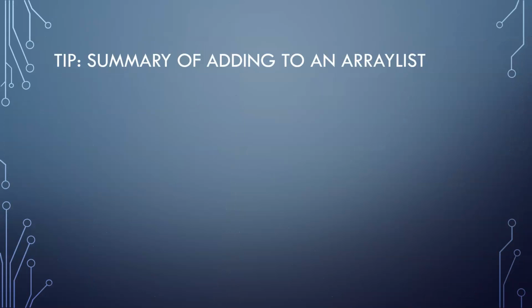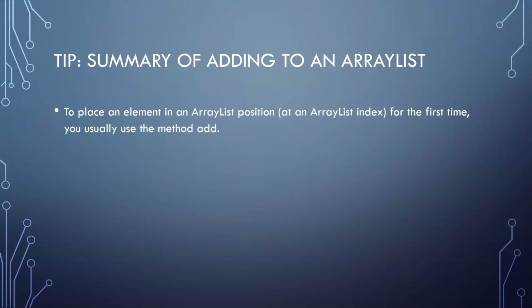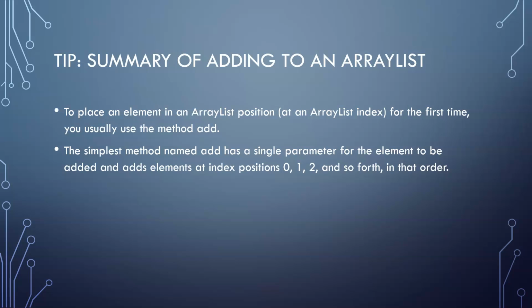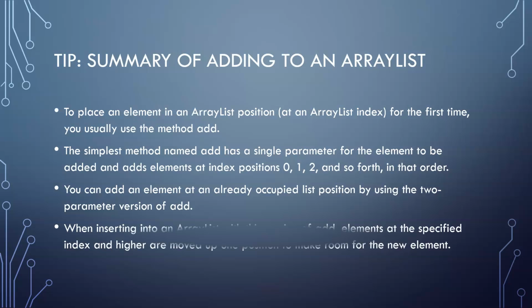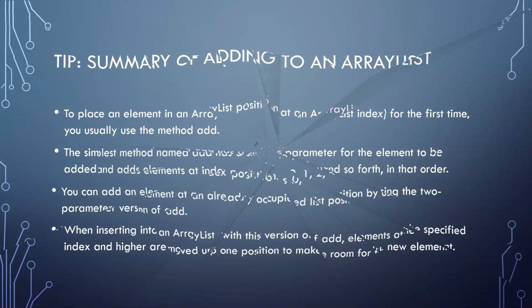All right, here's a quick tip for you, a summary of adding to an array list. To place an element in an array list position at an array list index for the first time, you usually use the method add. The simplest method add has a single parameter for the element to be added and adds elements at positions 0, 1, 2, and so forth. You can then add an element at an already occupied list position by using the 2-parameter version of add, which, remember, will insert it into the array list. When inserting into an array list with a version of add, elements at the specified index and higher are moved up 1 position to make room for the new element.